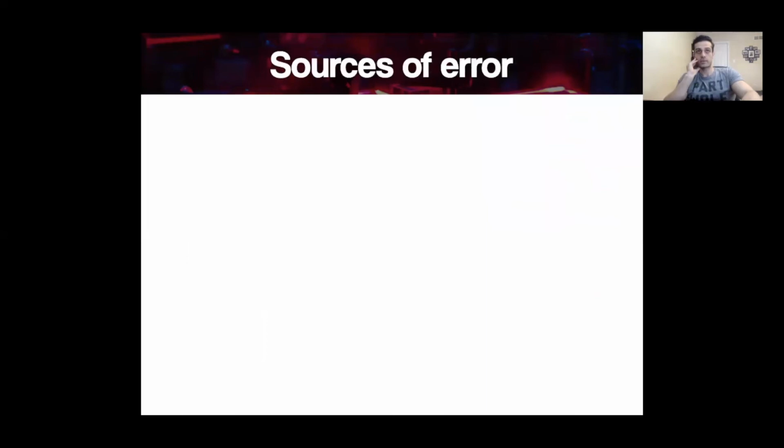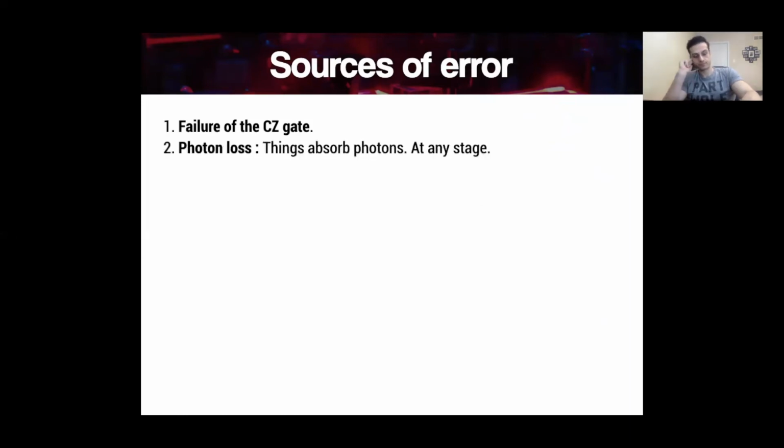So with any quantum computer, we need to talk about sources of error. One is just the failure of the CZ gate. Like we said, these things are probabilistic, and so there's some probability they're just going to fail and ruin the computation. But I'll leave it at that.